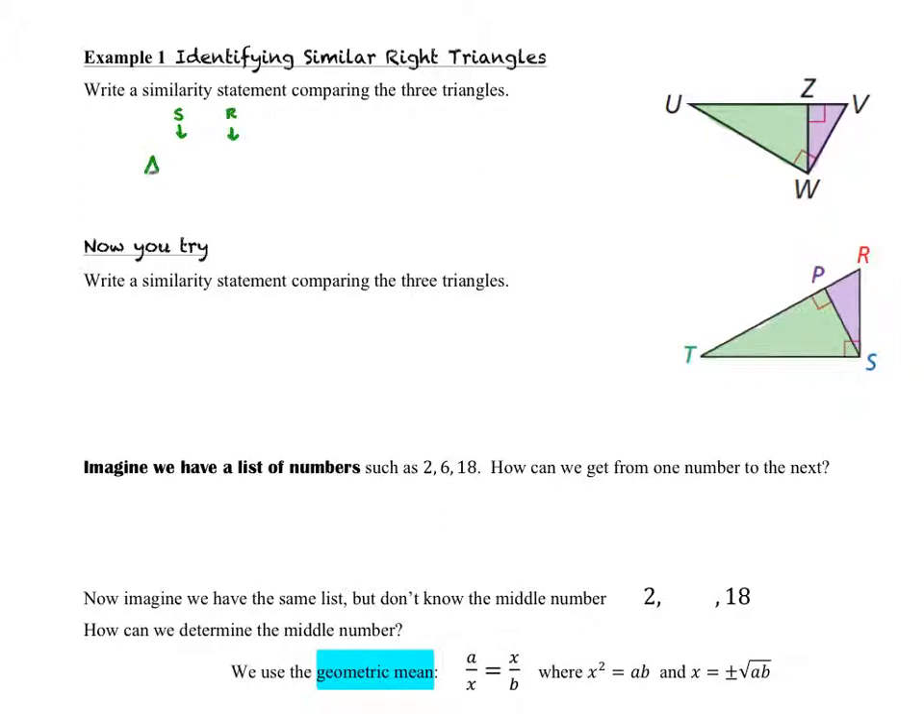So I'm going to say triangle UVW is similar to triangle UWZ, Z being my right angle for the medium-sized triangle, and that's similar to triangle WVZ on the smallest triangle. So again, same order holds through each time.